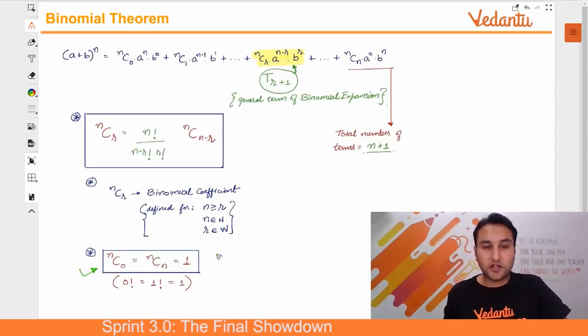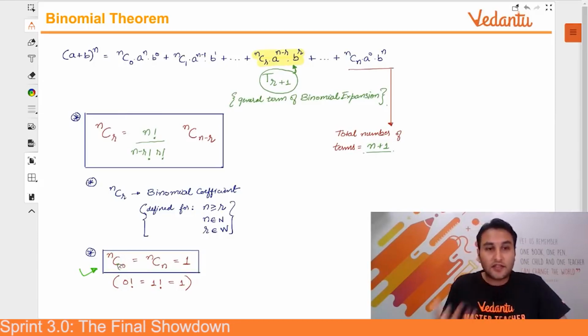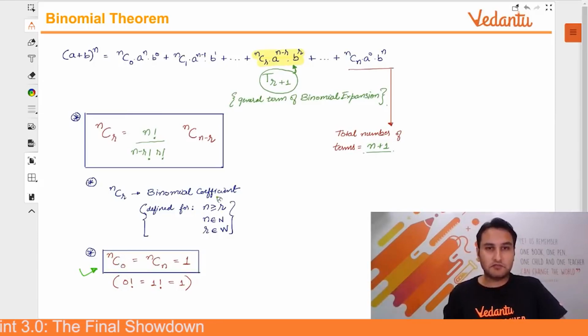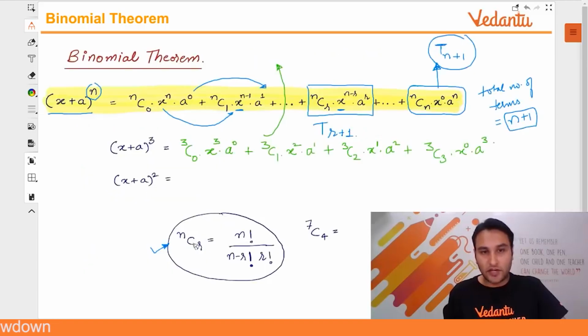If you have learned permutation and combination, it is obvious. It says the number of ways in which you can select nothing from n number of things. There is one way to do that. Number of ways of selecting n things from n things given to you: one way, right? In general, remember nc0 and ncn both are equal to 1. So what is 3c0? It is 1. So this expansion is x cube plus 3c1, how much will it be?